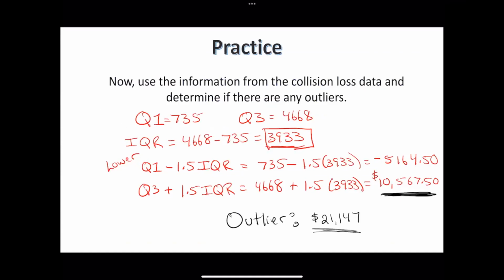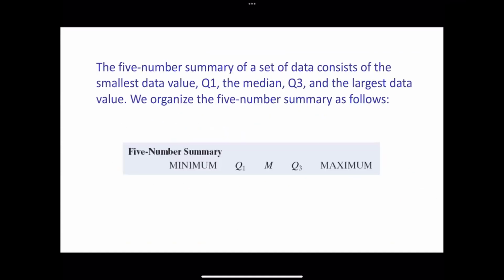All right, moving on then. So we have something called a 5-number summary. The 5-number summary basically just takes the important pieces out of our data set, so we don't have to lug around all of the data values all the time. We just take those important numbers.